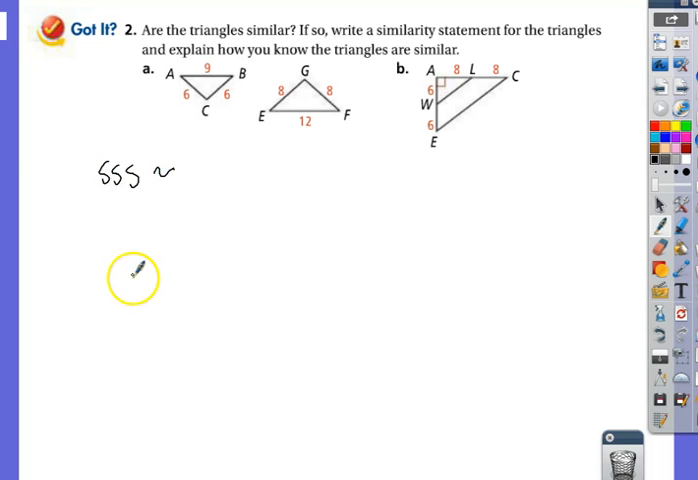And then the similarity statement would be triangle ABC similar to triangle FEG, because I want to go longer side and then the two congruent. So that was A. What about B?